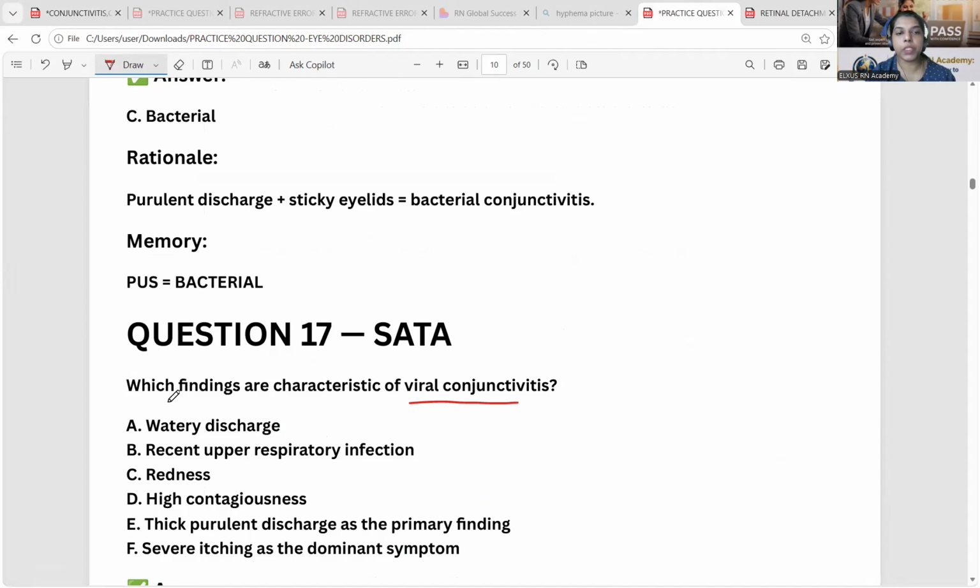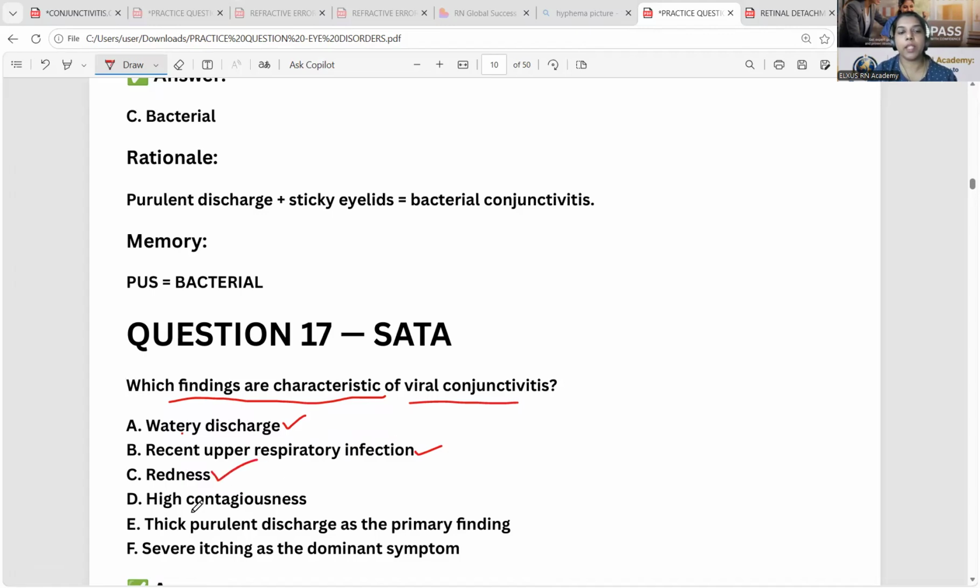It is asking which findings are characteristic of viral conjunctivitis. So we should know what viral conjunctivitis is. There is a presence of watery eye discharge. Yes, of course, because it is not bacterial, the discharge may be watery only. Recent upper respiratory tract infection: of course, we need to ask about it because it can lead to viral conjunctivitis. Redness is there. Yes, the eye can appear red or pink.